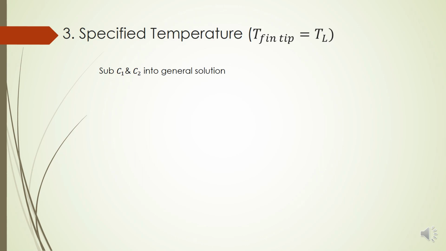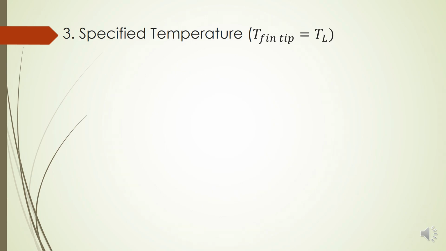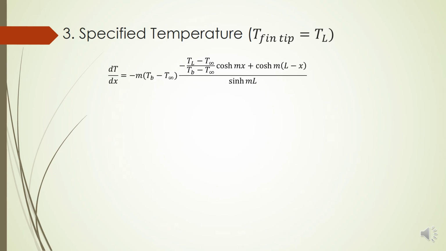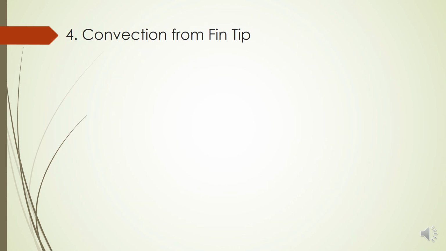After that, we substitute C1 and C2 into the general solution in order to get the temperature equation Ts. And then same procedure, we differentiate the temperature equation in order to get the expression of dT over ds, so that it can be plugged into the equation of rate of heat transfer for specified temperature, and finally we will get the new equation for the rate of heat transfer for specified temperature.